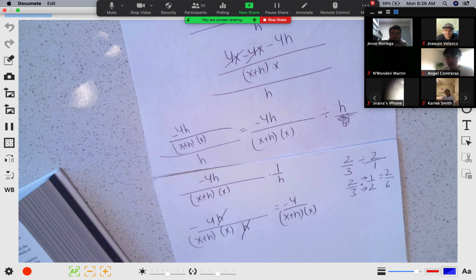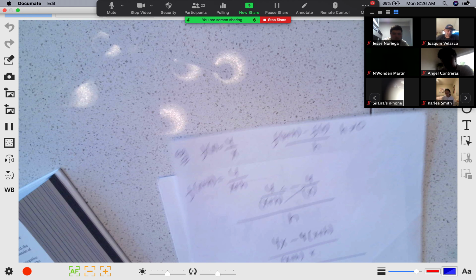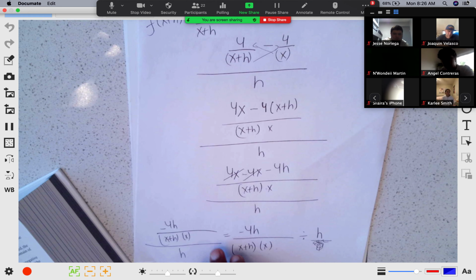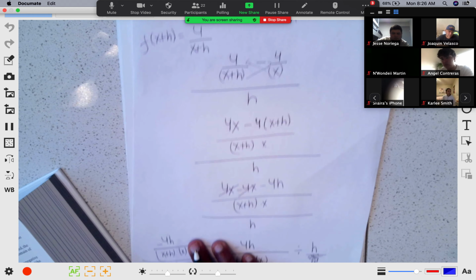Yes. I have a quick question. Back in the beginning of the whole problem, when we were going to subtract 4 over x plus h minus 4 over x, I don't understand how, from not being able to subtract that, you cross multiplied and you got a different expression.